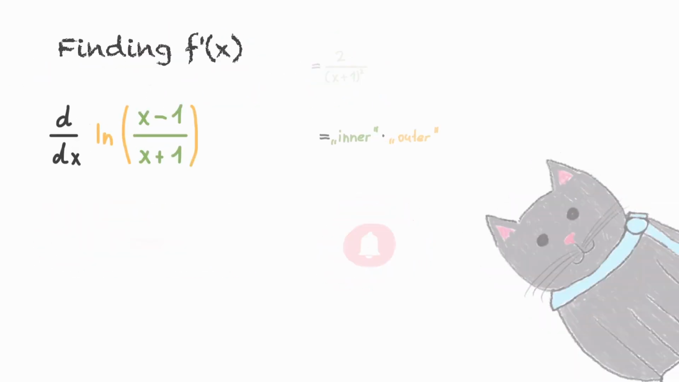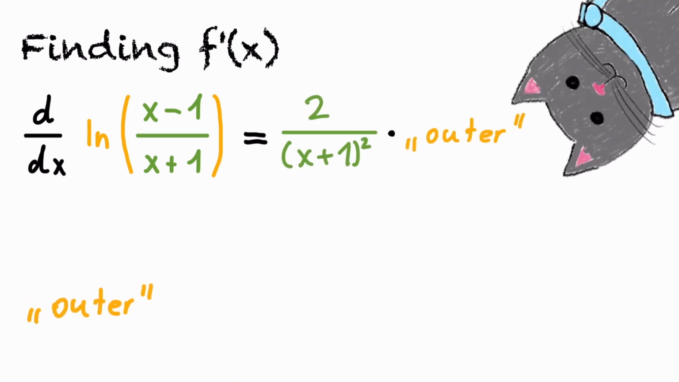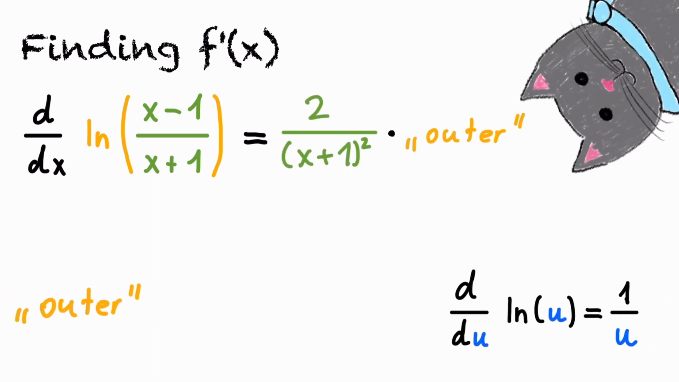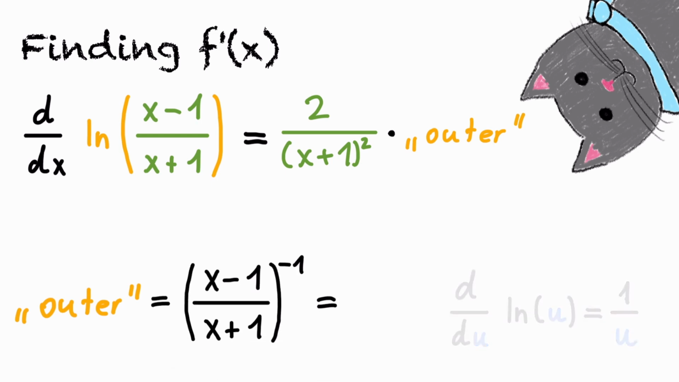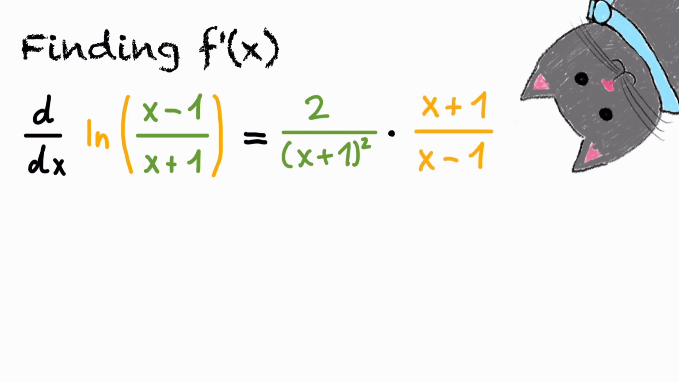With the inner derivation found, we now calculate the outer part. For this, remember the rule for differentiating logarithms. The derivative of ln of u with respect to u is 1 divided by u. Therefore, the outer differentiation is simply the inverse of the term inside the logarithm. Remembering that inverting a fraction is equal to exchanging the numerator and denominator, we arrive at the outer differential being equal to (x plus 1) divided by (x minus 1). With this, we have calculated the derivative of our function f of x.